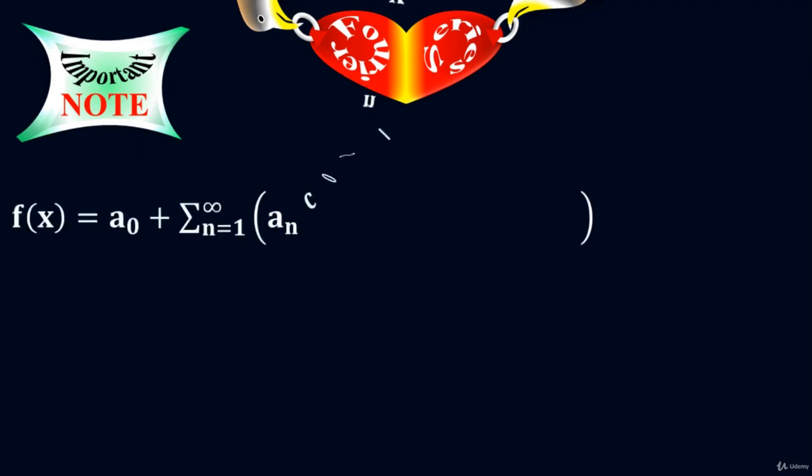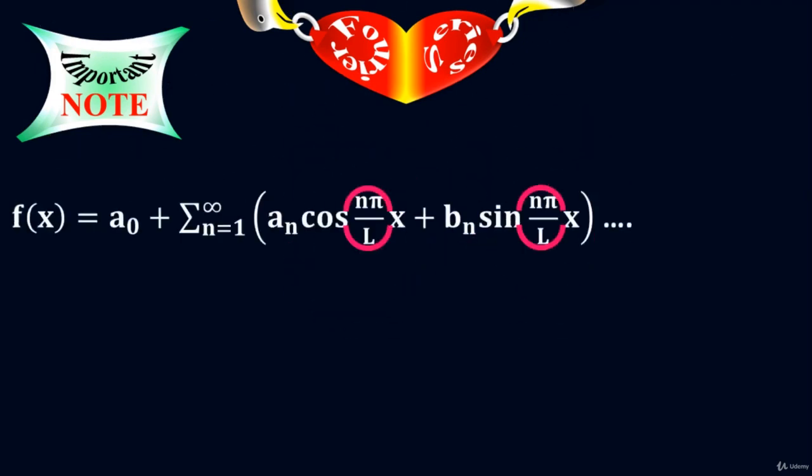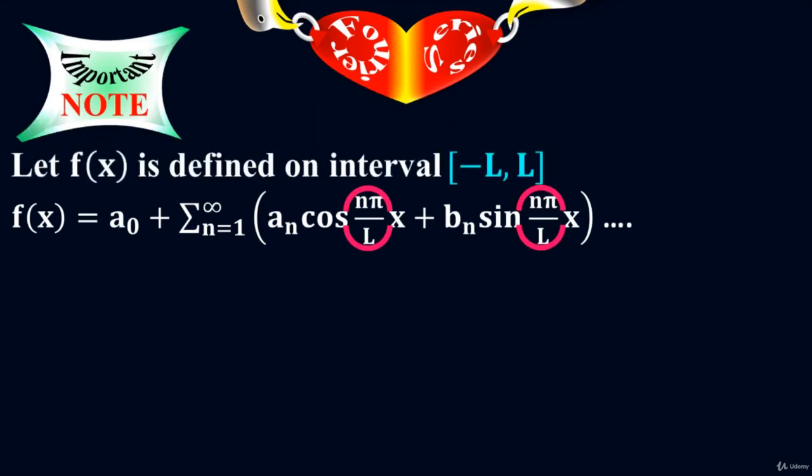There is one more important point here, where in some books you will see the formula which has n pi or L instead of n. It is just because if you define the function f of x in interval minus L comma L or from 0 to 2L, L is the length. If you remember, last time we had minus pi comma pi or from 0 to 2 pi. This time I have minus L comma L or 0 to 2L. Here the period shows the length of something.